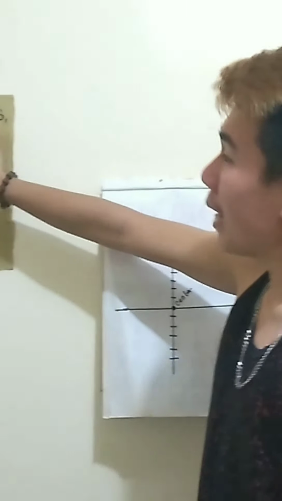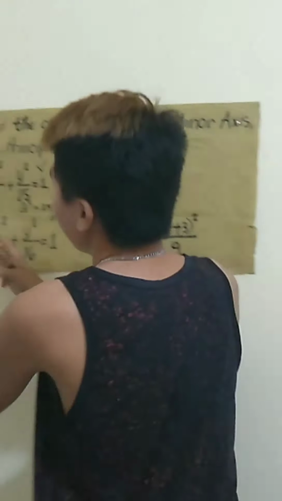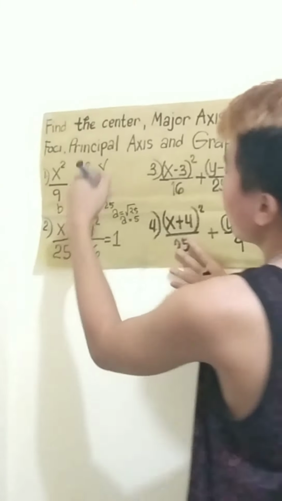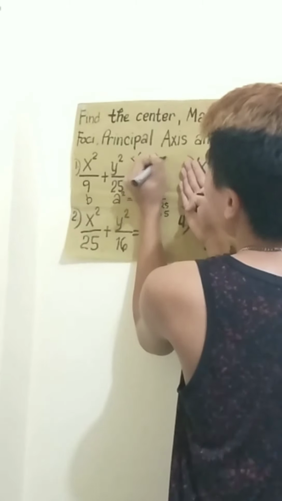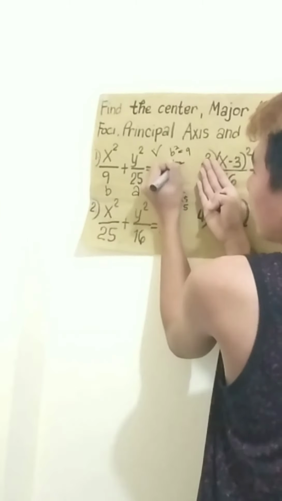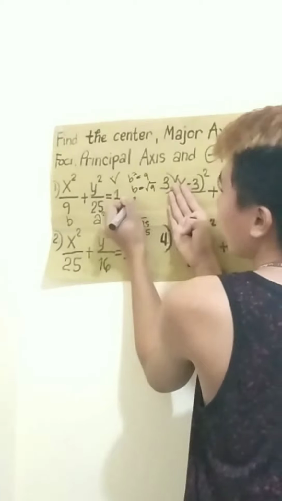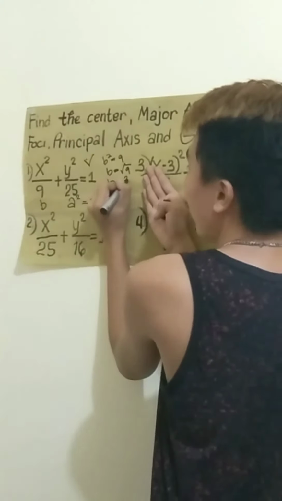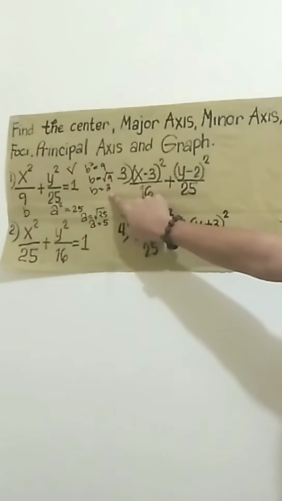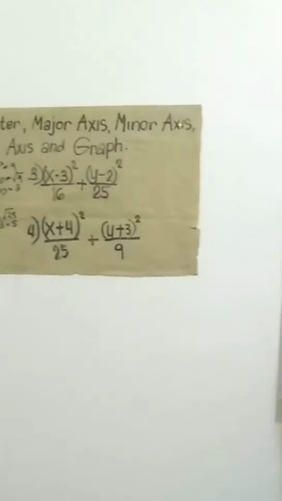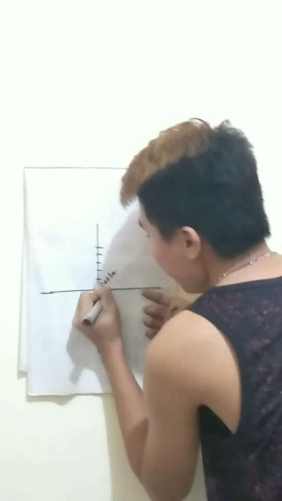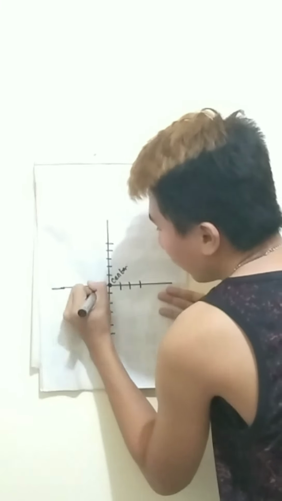And then, the minor axis, so 9. So, b. So, b squared equals 9. b equals the square root of 9. So, b equals 3. So, this is the minor axis. So, the minor axis is 3. 1, 2, 3. 1, 2, 3.